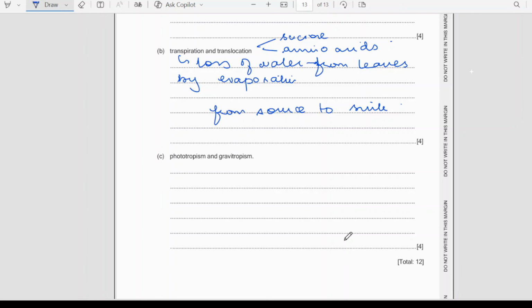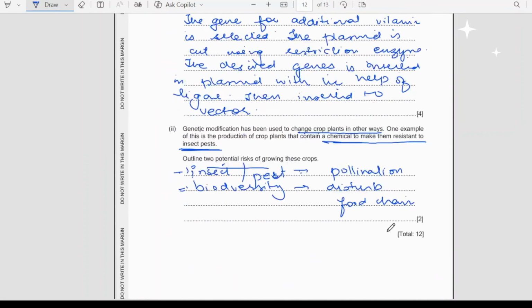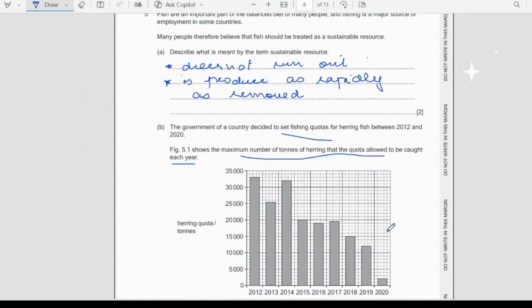Good. Towards or away from gravity? Both are the same. So phototropism is the plant growth response towards or away from light, and gravitropism is the plant growth response away from or towards gravity. This is about this. Now we are done with the paper.